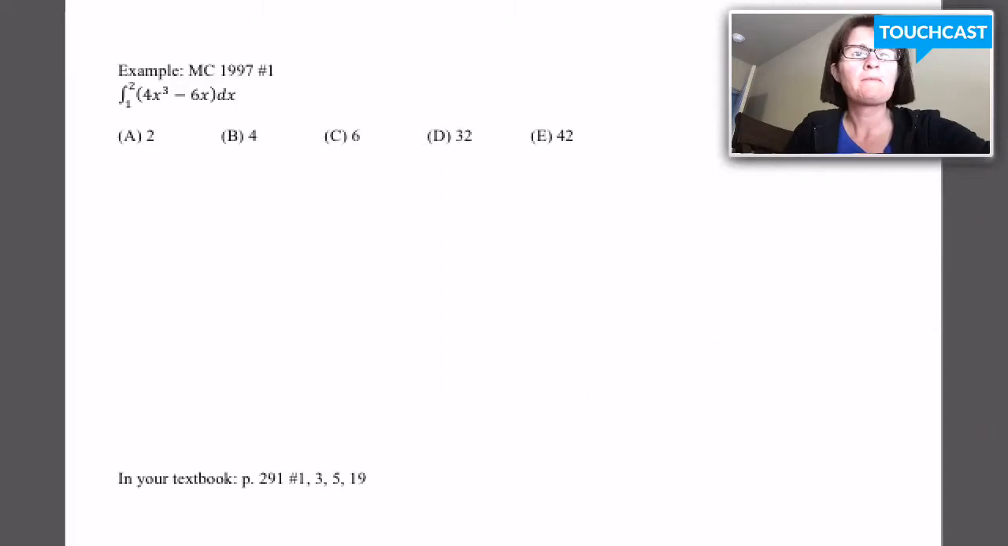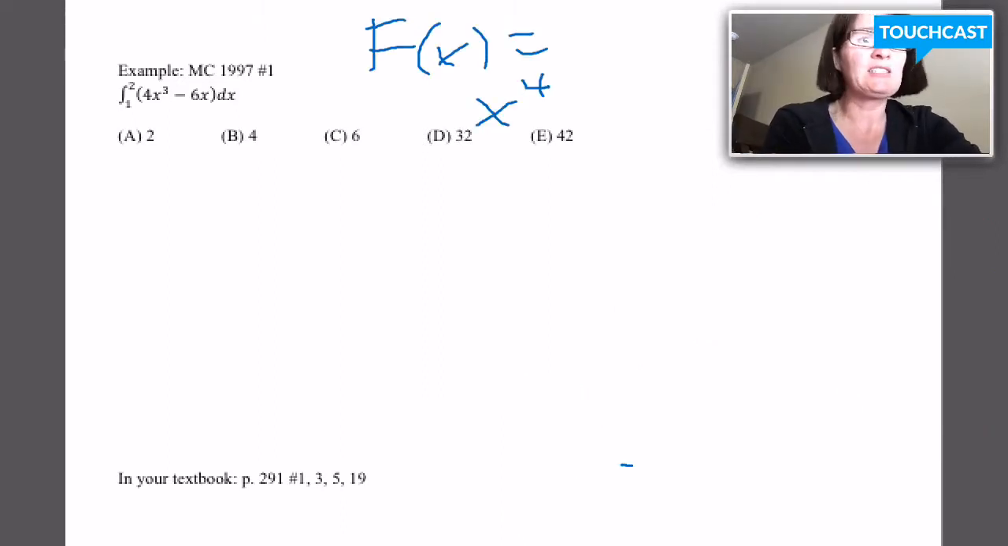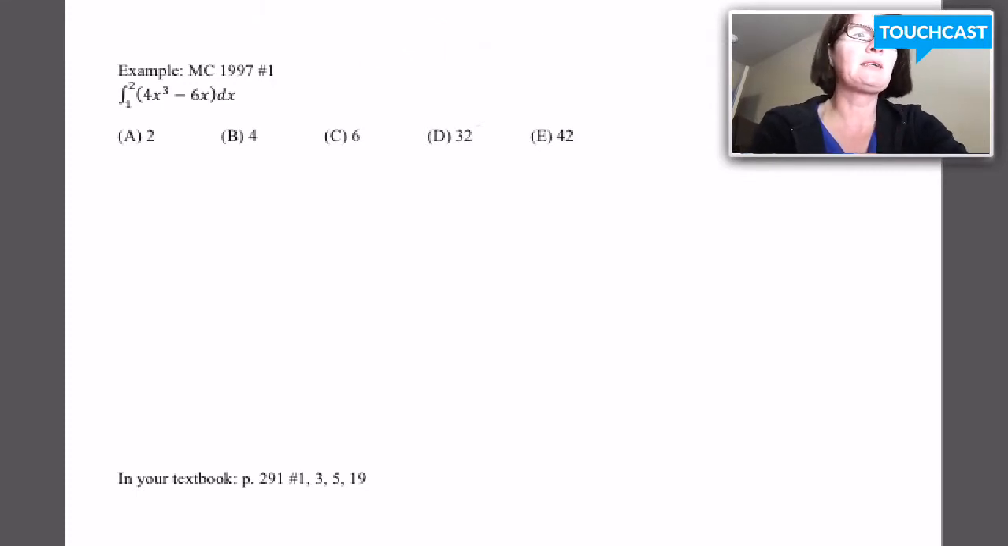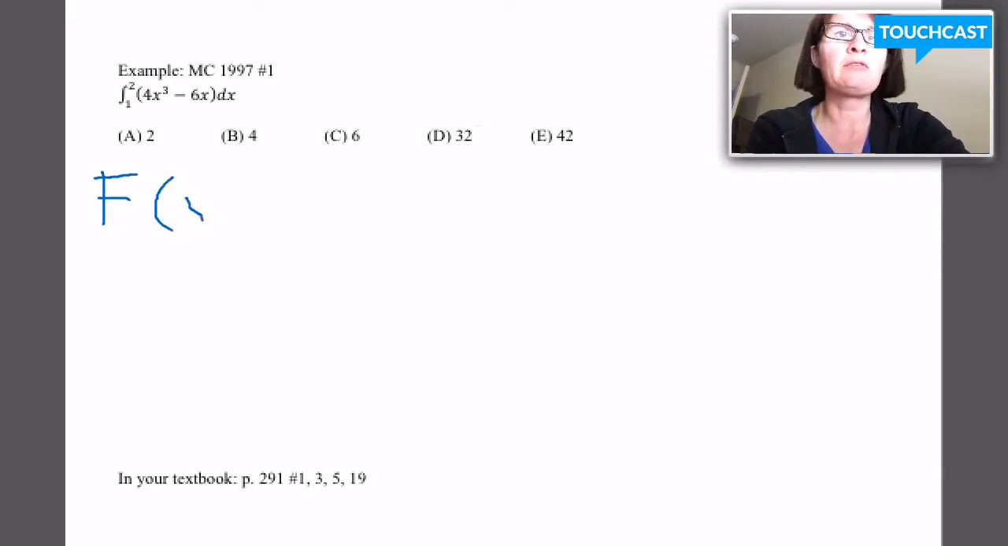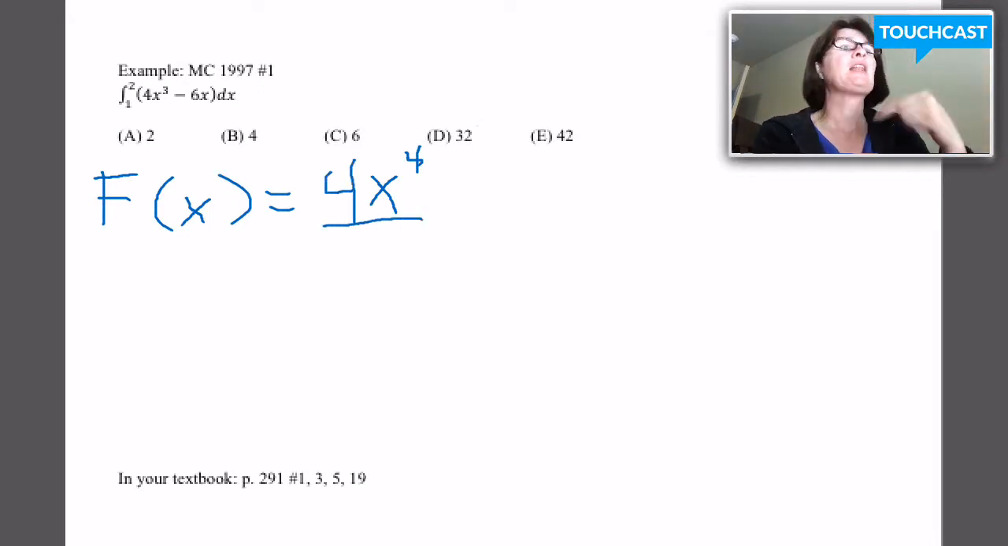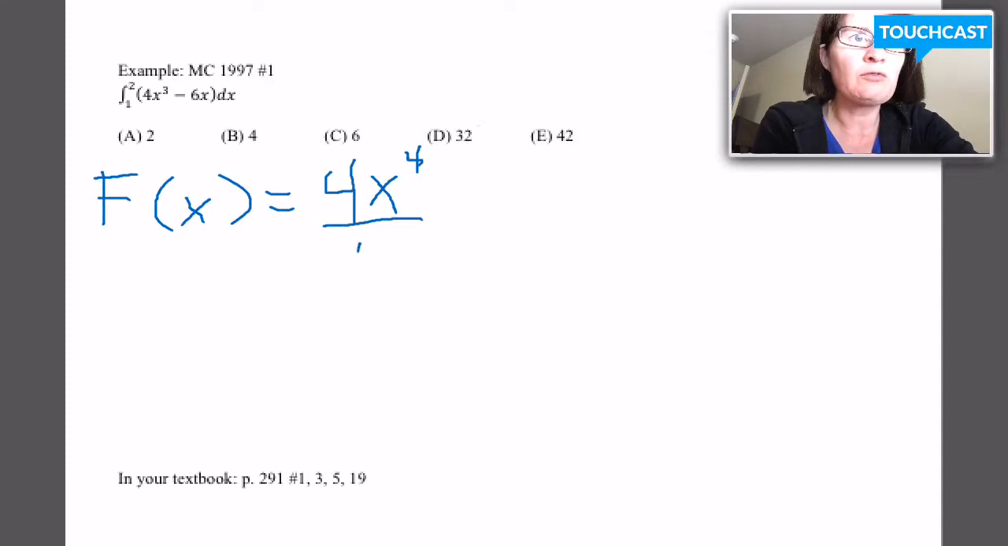So here's this problem. To evaluate this definite integral, I'm going to need an antiderivative of 4x cubed minus 6x. So I'm going to start by finding the antiderivative of 4x cubed. I'm going to increase the exponent by 1. So my antiderivative, which I'll just call capital F, I'm going to increase the exponent by 1, so I'm going to have x to the 4th. I already have this 4 out here multiplying, and I'm going to divide by the new exponent. So the new exponent is 4. I'm going to have a subtraction sign.